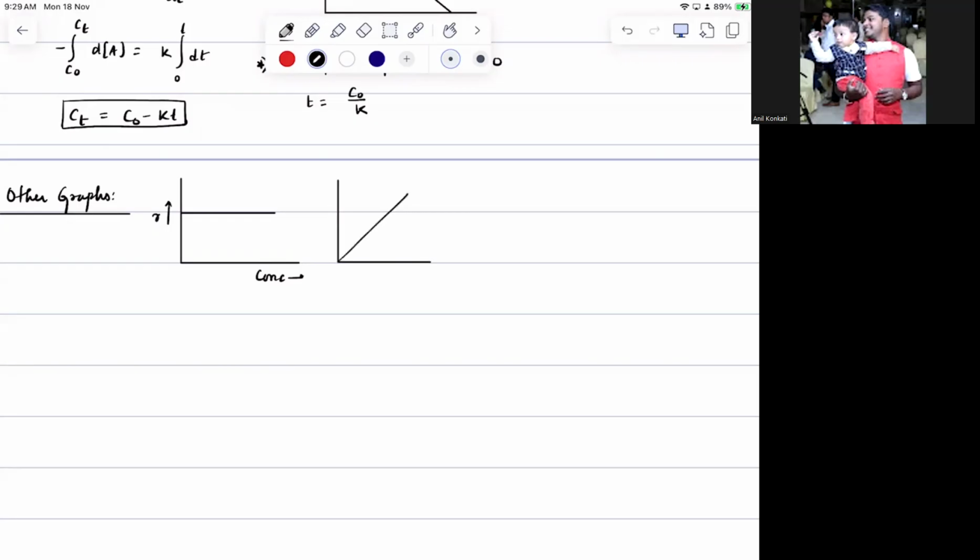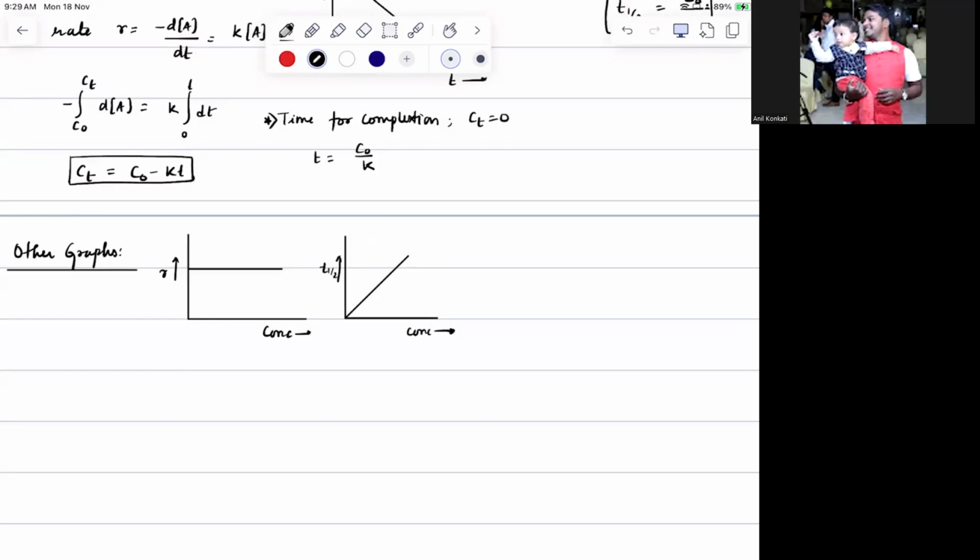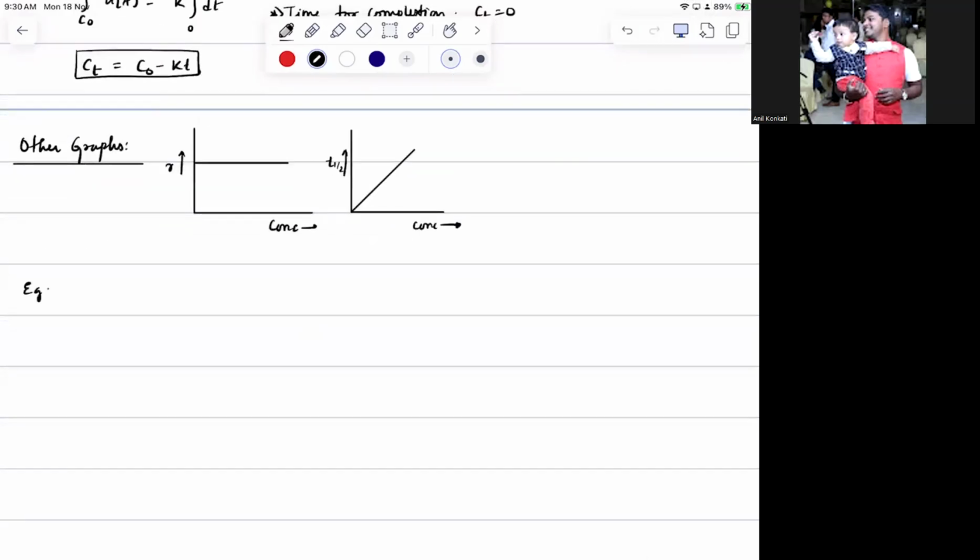And if you notice how T half is changing, T half is directly proportional to concentration. As the concentration increases, T half will increase. Alright. Last thing we need to know is what are the examples. Examples are mainly decomposition on a metal surface. Any decomposition on a metal surface is a zero order kinetics.